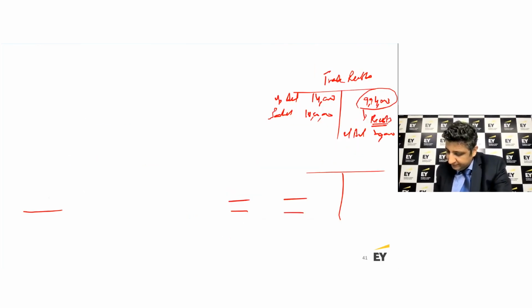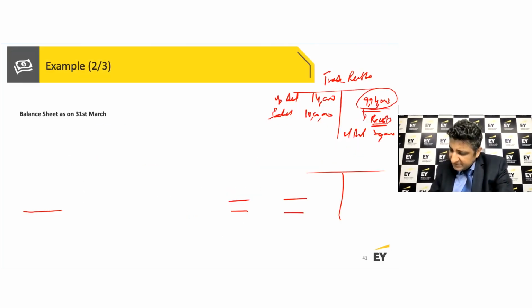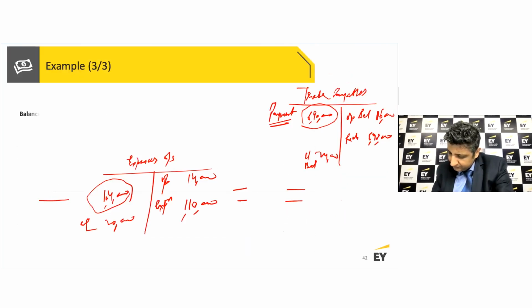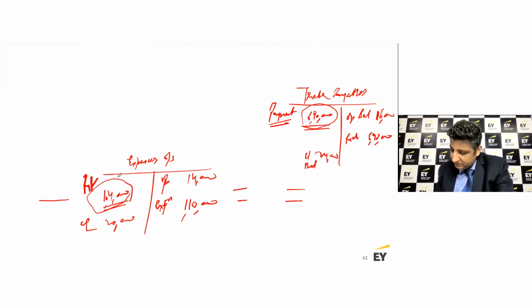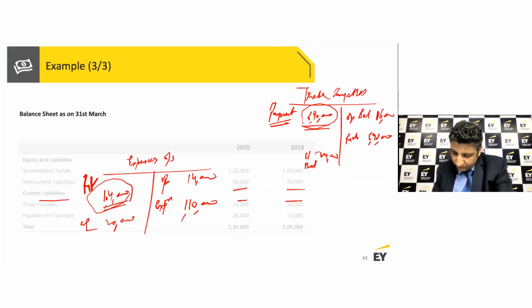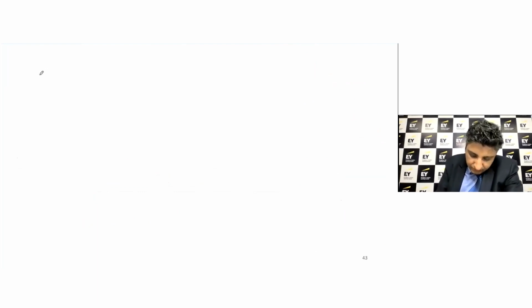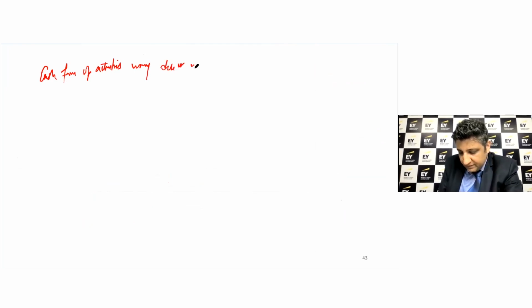It says that my collections are 994. Okay, my payments are 690. My further payment of expenses is 104, and my tax payment is 60,000, right? So this is 994. So let's use that reference, right? So cash from operating activities using direct method, right? Cash from operating activities using direct method.